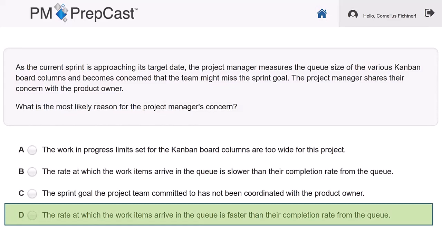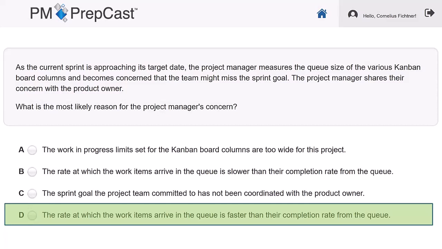For all those of you who said A, you are in good company. 23% of our customers, students from the exam simulator, actually say that this is A. It's incorrect because there is not enough information to talk about the work in progress limits and whether they're too wide or too narrow, so it's really hard to argue that this is correct. Yet it seems correct, doesn't it?